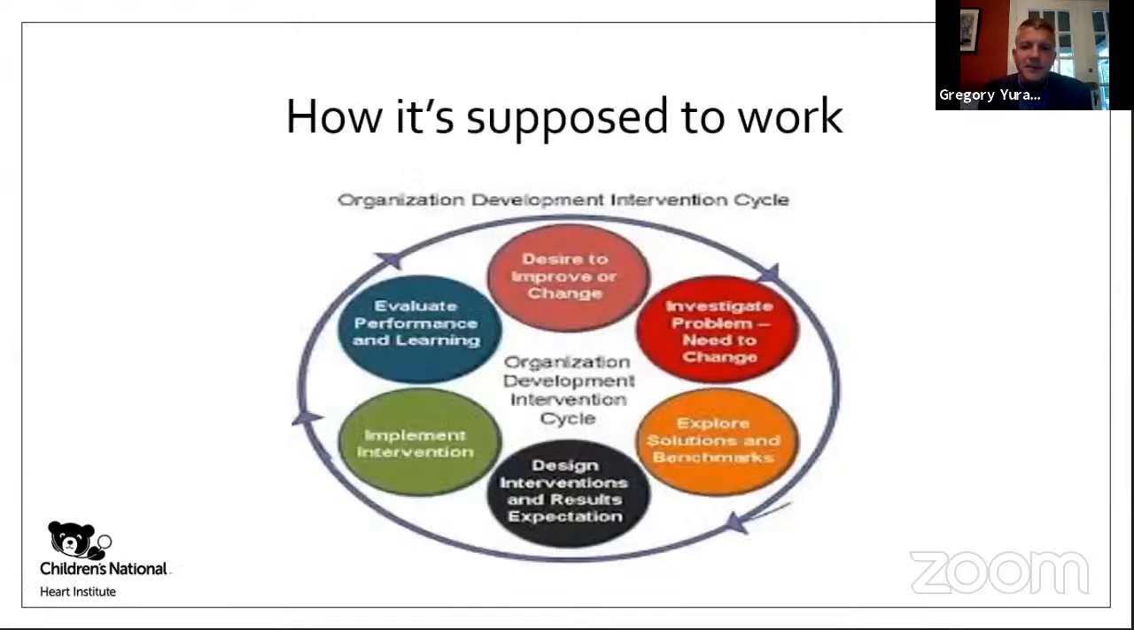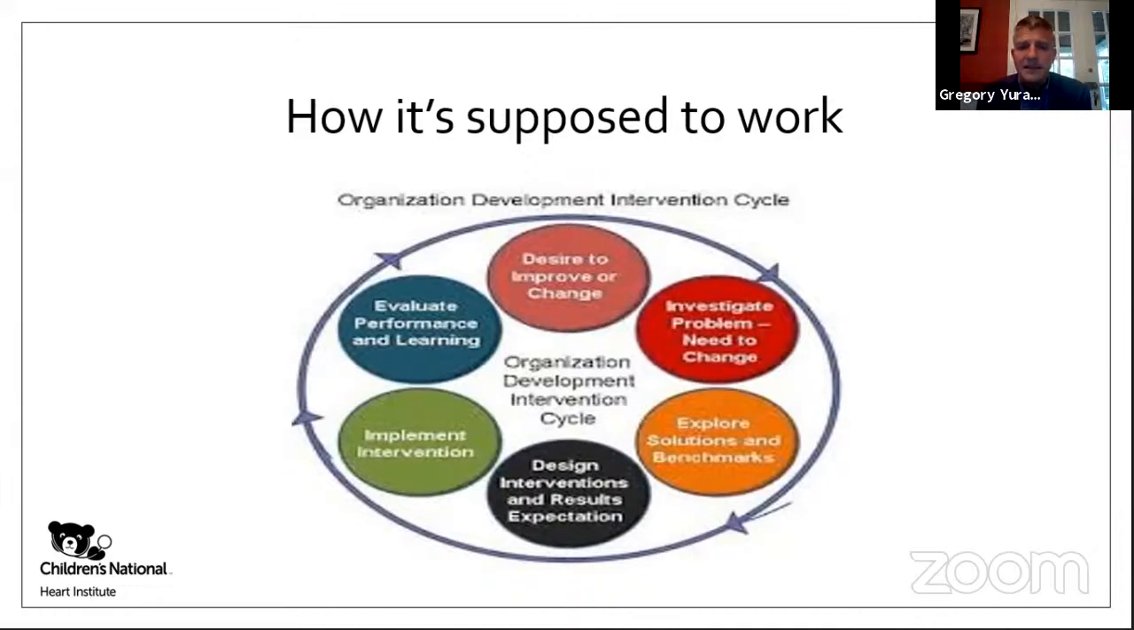So I bring this up, there are so many of these cycles, and I don't want to spend too much time on this, but it's the idea of a development intervention. You're trying to cause a change in an organization, and you're trying to figure out how to do that. And all of these many, many models look a bit like this. At 12 o'clock, you have a desire to improve or change something, whether you have too many complications, maybe too many unintended extubations, maybe too many central line infections. There's something that you think needs to be better.